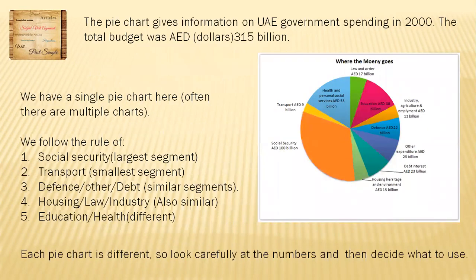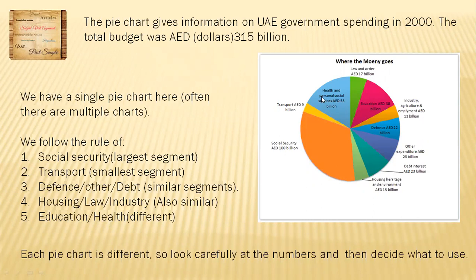So this is the pie chart we're going to use as our example. The pie chart gives information on UAE government spending, United Arab Emirates in the Middle East. In 2000, the total budget was, sorry, 315 billion Arab Emirate dollars. Okay, so that's what's being measured. It's being measured in money. So looking at the chart, notice the spelling mistake there, but that was in the chart. That was not me.